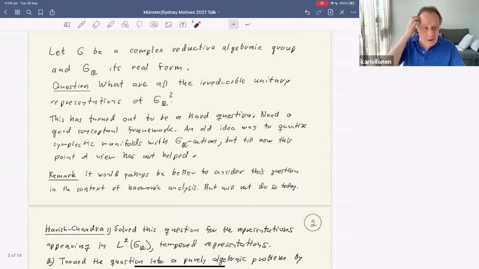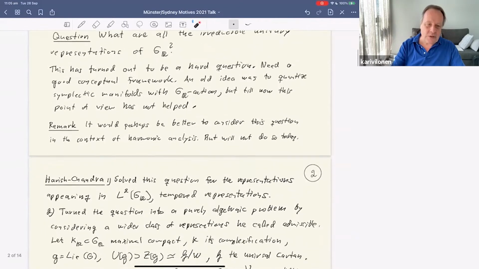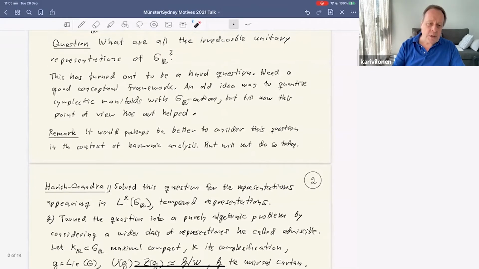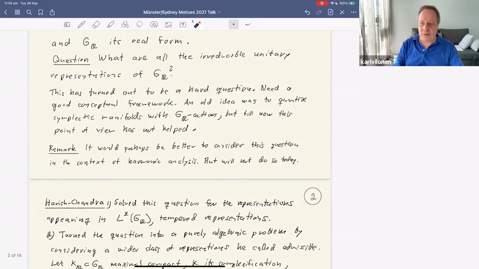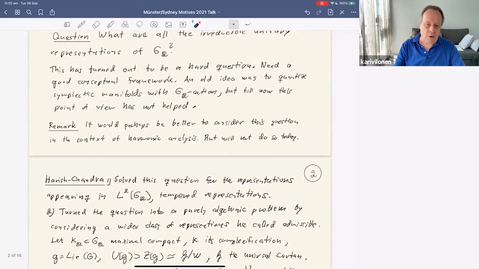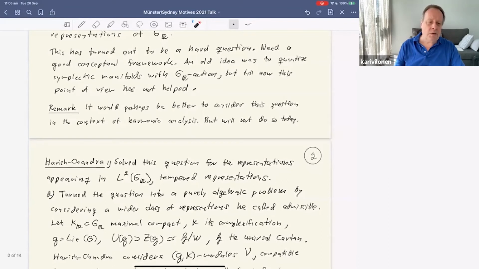Okay, so let me start almost from the beginning. The absolutely remarkable thing was done by Harish-Chandra. He solved this question for the representations which appear in L2 of G_R, the tempered representations. At the same time, he completely understood how L2 of G_R decomposes into its irreducible constituents. That's a remarkable achievement. And he also turned this question into a purely algebraic problem.